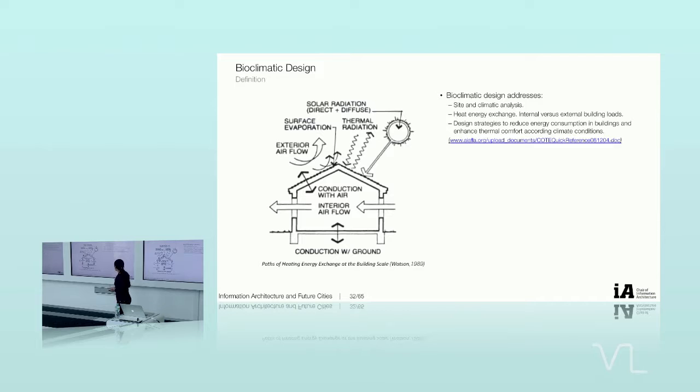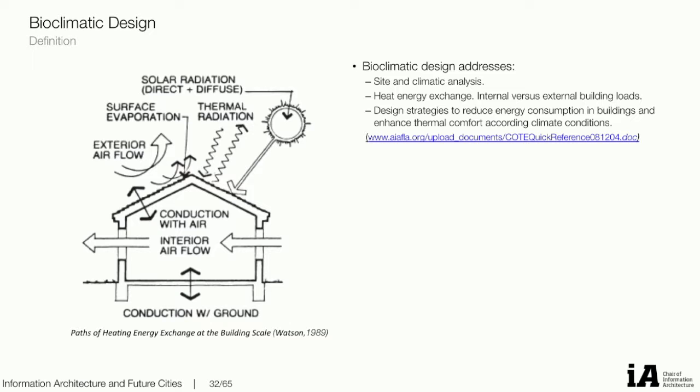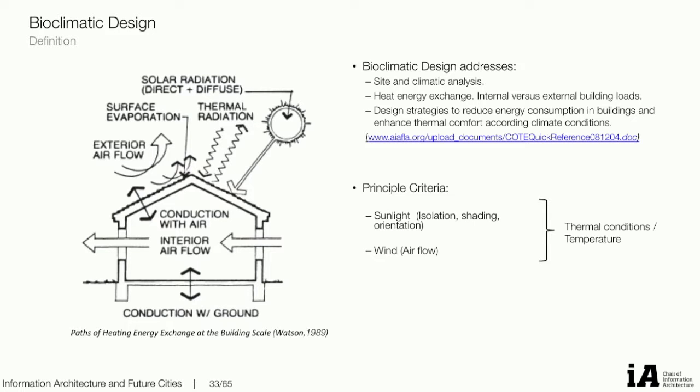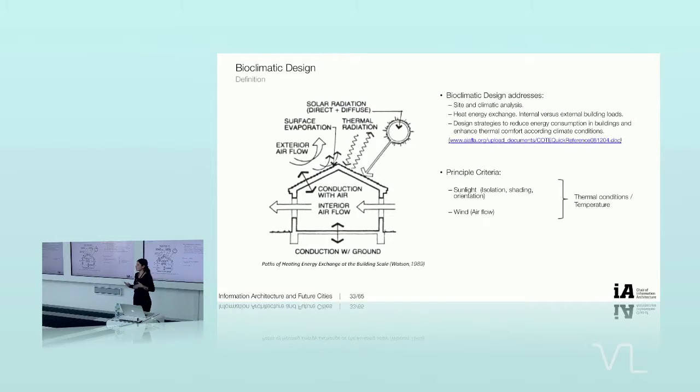So in the architectural approach of bioclimatic design, we take into account the site and climate analysis, the heat energy exchange, as we saw before, and some design strategies to reduce energy consumption in buildings. The principal criteria you take into consideration when designing a bioclimatic building are, for example, sunlight, in terms of insolation, shading, and orientation, and the wind in terms of airflow. And then this can give different thermal conditions in terms of temperature, and can affect the heat energy exchange.